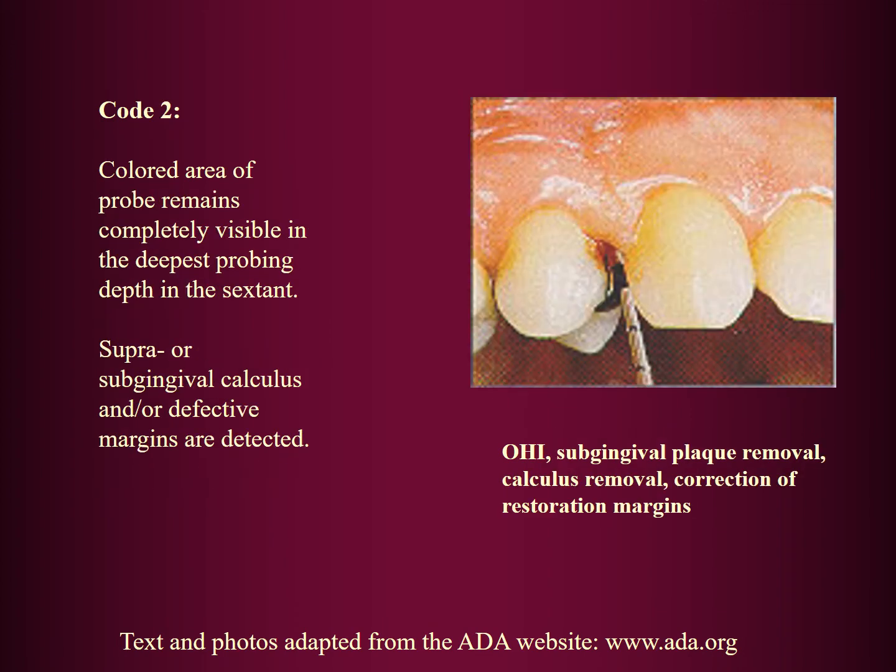Now this is an example of code 2. You notice that the colored part of the probe still remains visible, but there is supra or subgingival calculus and/or defective restorations present. You probably notice that there's a mesial amalgam restoration on the tooth. That would clearly be important to note, and we would have to make sure that this person is treated for that overhanging restoration. So again, treatment would be oral hygiene instructions, subgingival plaque removal, calculus removal, and correction of the restoration. So this would be a code 2.